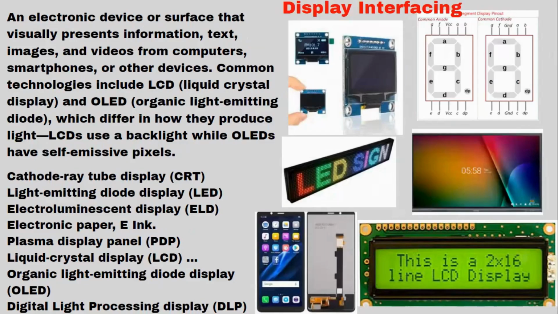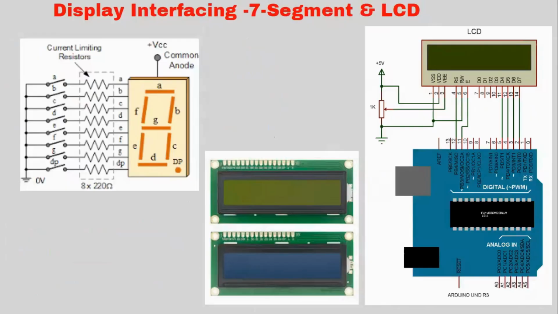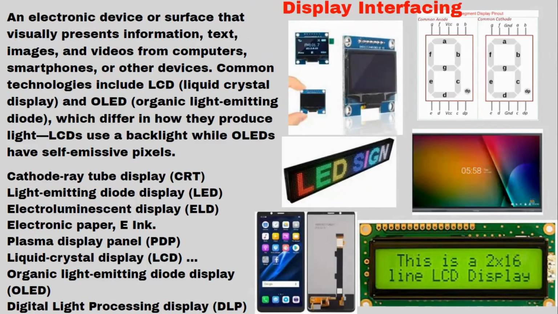Then we'll study more about displays, right? Displays. Before this, displays are electronic devices or surfaces that visually present information, text, images, and video from a computer, smartphone, or other devices. Common technologies include LCD and OLED, that is organic light emitting diode. LCD stands for liquid crystal display, right?